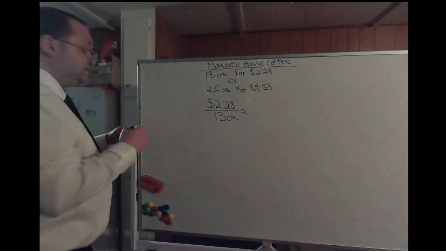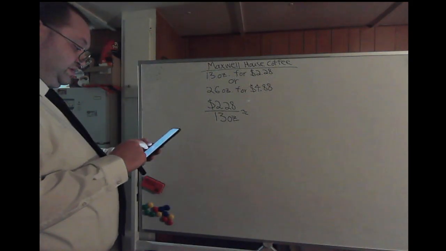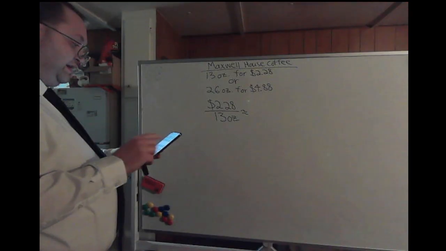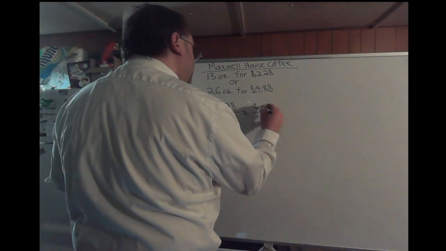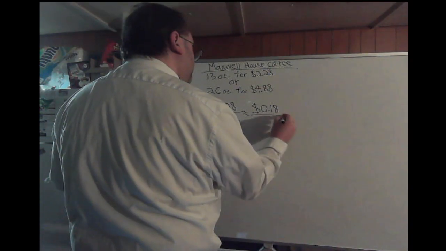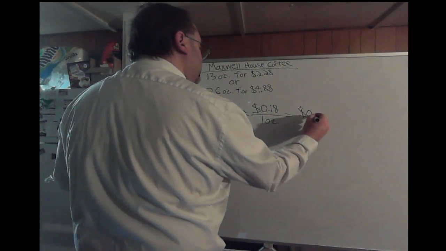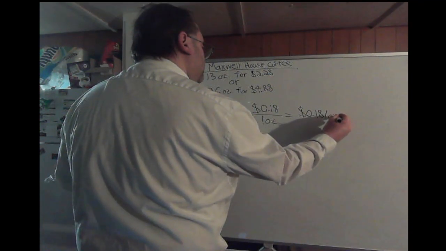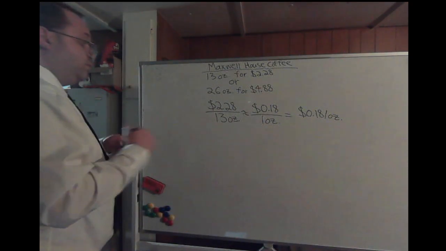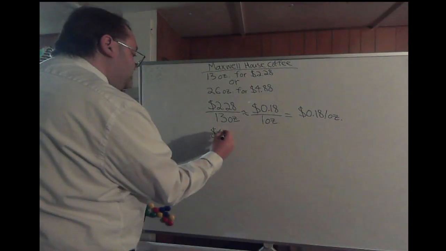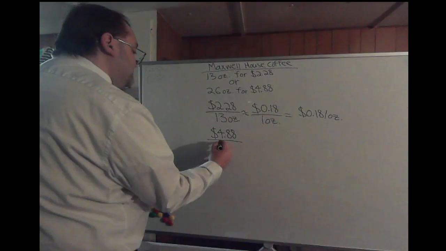Well, let's go ahead, let's divide both the numerator and denominator by 13. We'll get the result per ounce. So 2.28 divided by 13 comes up to about 18 cents an ounce. So 18 cents per 1 ounce, which could be written as 18 cents per ounce. Alright, now we need to figure out the 26 ounces for $4.88. So we know it is $4.88 for 26 ounces.